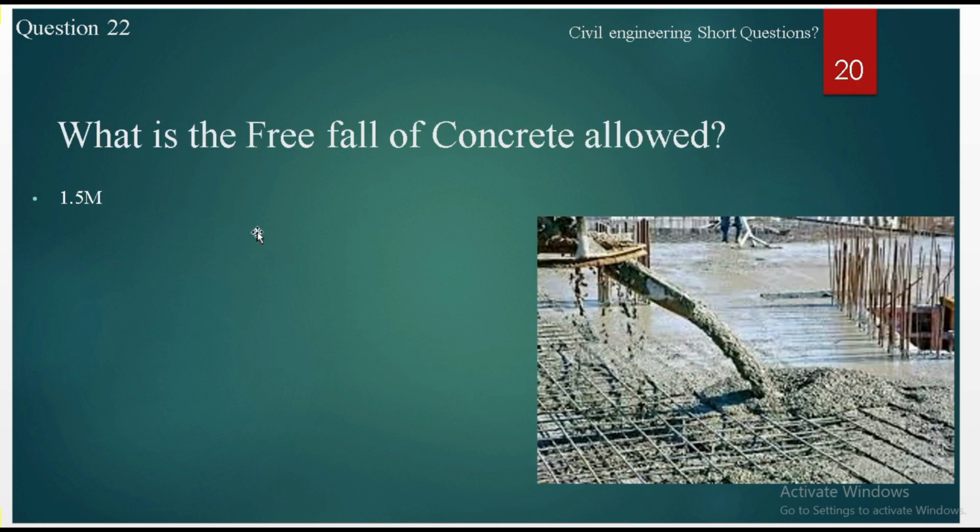Question number 22. What is the free fall of concrete allowed? Well, it's 1 meter to 1.5 meters. I think it should be 1 meter so that the segregation and bleeding of concrete on site can be avoided. So the free fall of concrete is 1 to 1.5 meters.